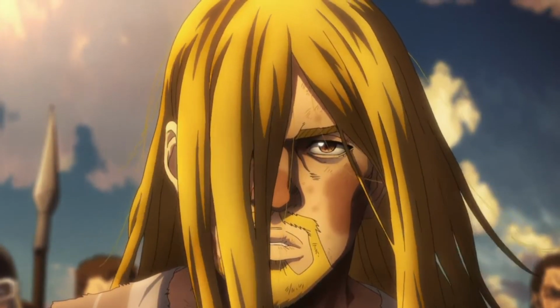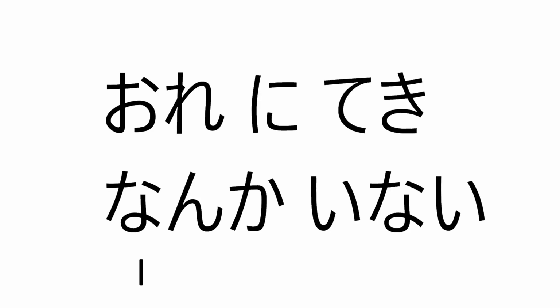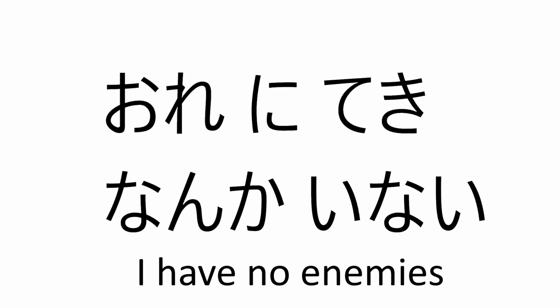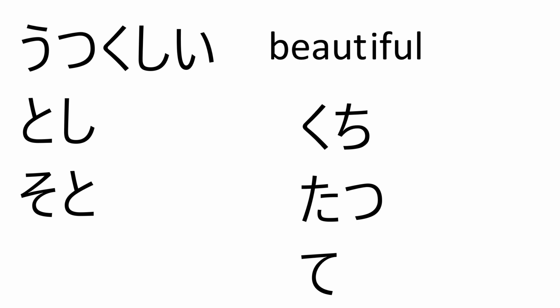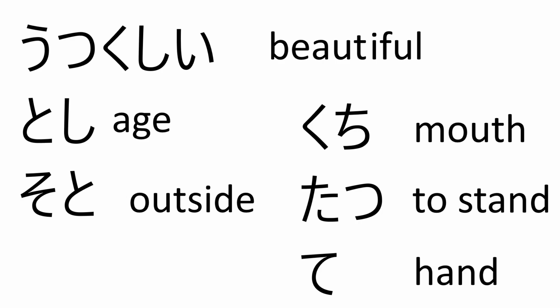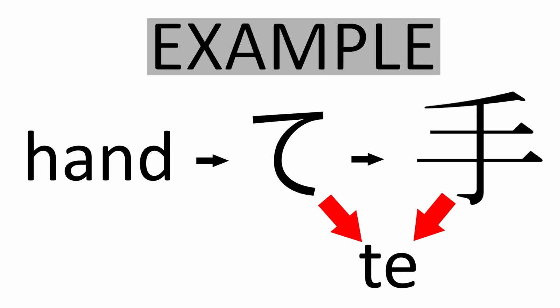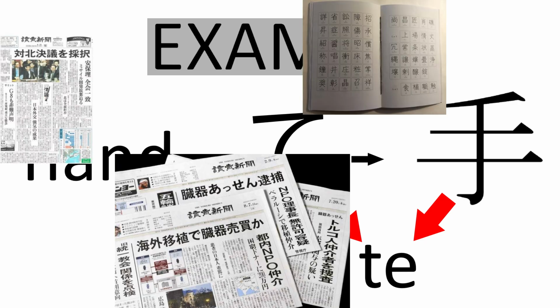You might have heard this phrase before. Ore ni teki nanka inai. I have no enemies. Now you will be able to write one of its words, teki, which means enemy. Next we have utsukushi, toshi, soto, kuchi, tatsu, and te, which respectively mean beautiful, age, outside, mouth, to stand, and hand. Just to clear things up, all of these words have a kanji form as well, and that form is preferred in formal media and books.